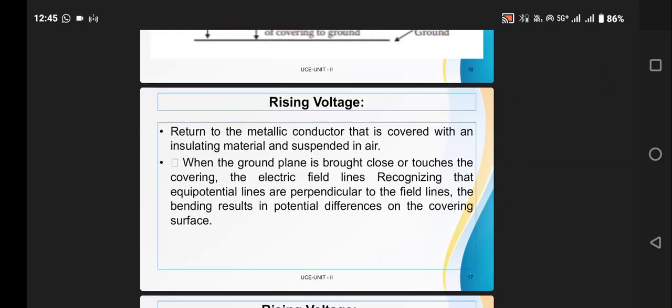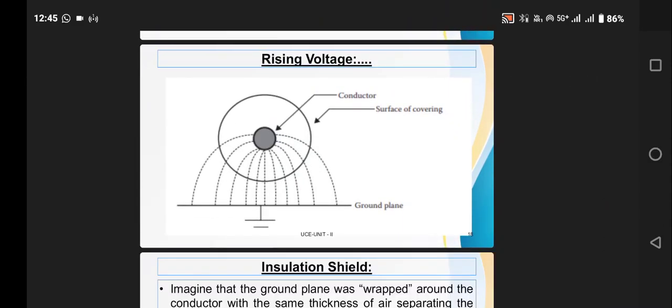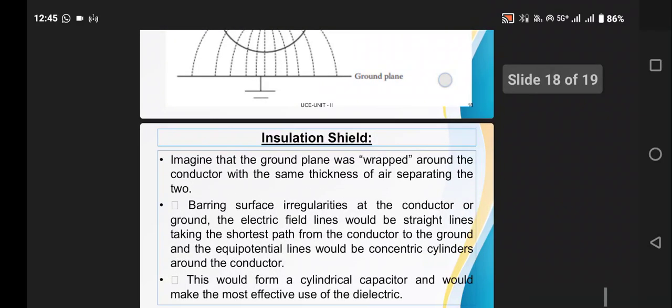What is meant by rising voltage? Related to the metallic conductor that is covered with an insulating material and suspended in air, when the ground plane is brought close or touches the covering, the electric field lines, recognizing that equipotential lines are perpendicular to the field lines, bend, which results in potential differences on the covering space. This diagram represents how the rising voltage impacts the insulation sheet.